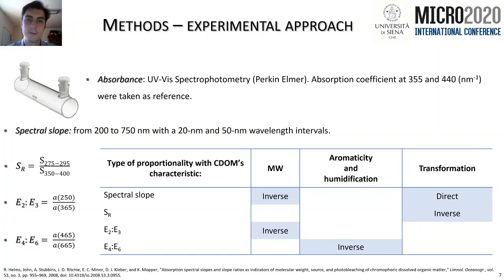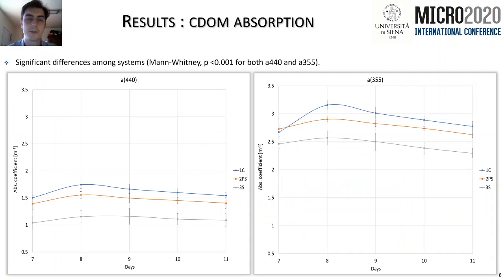The first one was the absorbance, but this is a bulk index. The other 4 are preferred, and we have spectral slope and slope ratio, already explained, and two other ratios, E2:E3 and E4:E6. Starting from the CDOM absorption spectrum, two absorption coefficients at two wavelengths are used as reference. The first one was at the wavelength 440 nanometers, the other at 355 nanometers. In both cases, the trend was the same.